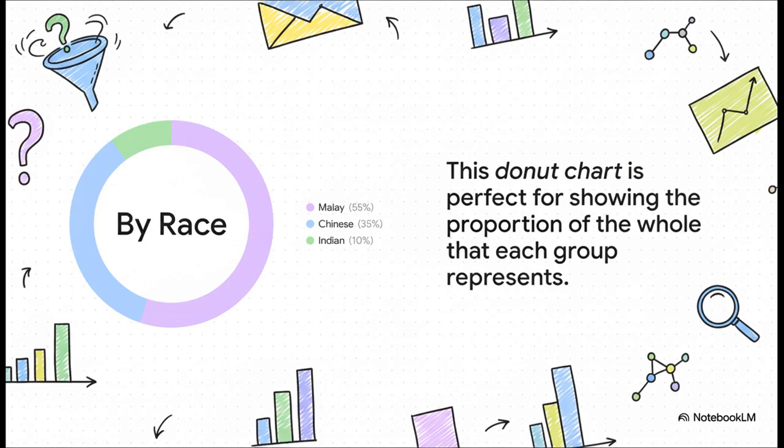Okay, now let's take that exact same data and look at it in a donut chart. Notice how the story kind of shifts? Now, instead of just comparing the groups against each other, the real strength here is showing proportion, how each piece relates to the whole. You can immediately see how much of the total pie each group represents. It's perfect for understanding the makeup of the entire group.